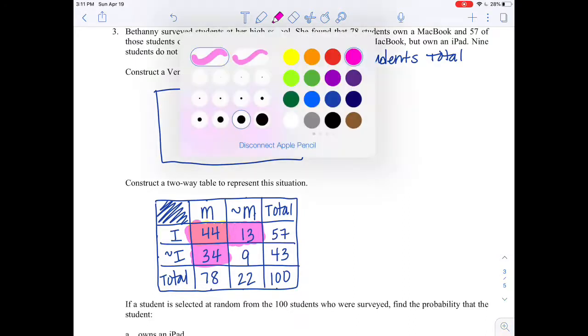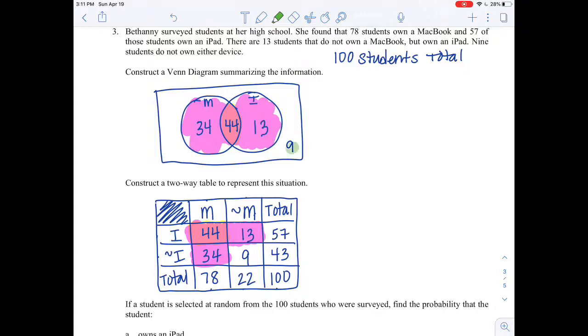And then finally, last but not least, I'll do a different color here. Everything that was outside of those circles is everything in this bottom right-hand corner. So that's like your not probability. No iPad, no MacBook, and now everything is represented all together. So you can see, even though it's slightly different, everything here matches up with everything on the Venn diagram.